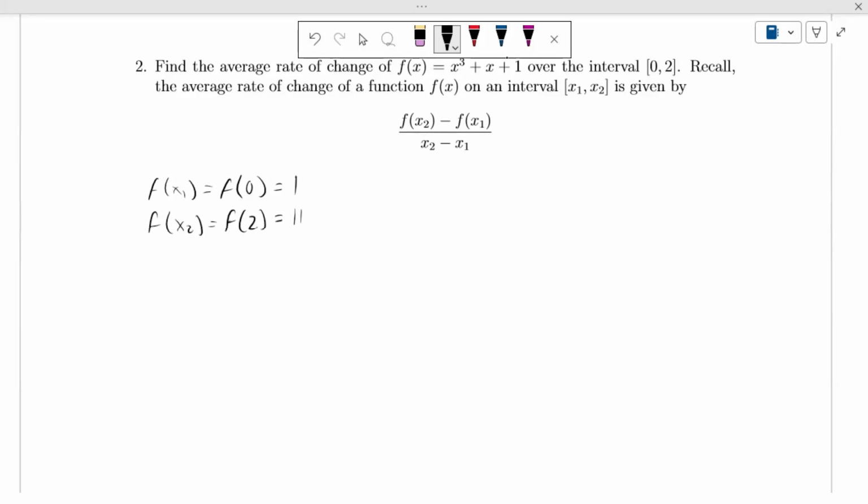So then now we can get on to computing the average rate of change here. Okay. So my f of x2 was 11, right? My f of x1 was just 1. My x2 was 2. My x1 was 1. So I'm going to get this as 10 over 1, which is just 10, right? Easy, right?